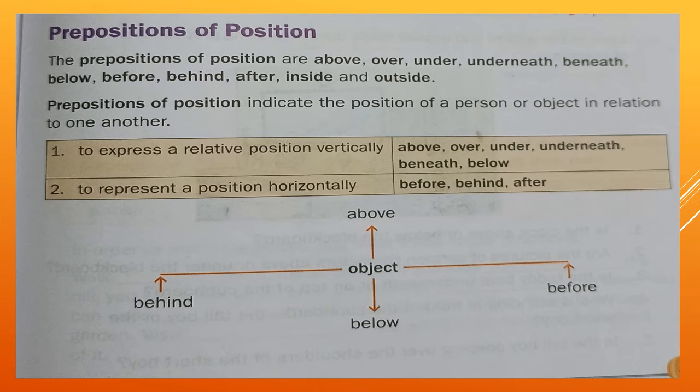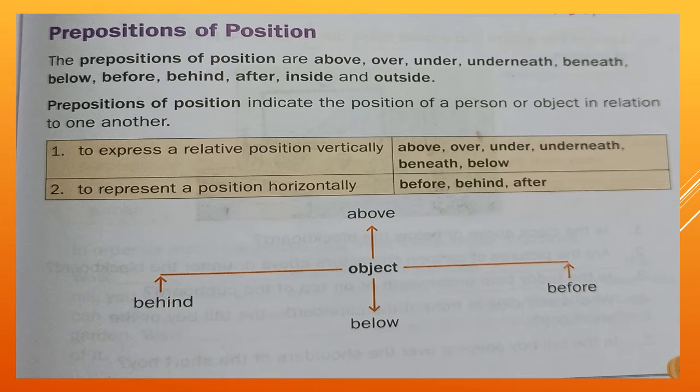Now let's go for the prepositions of position. Like the prepositions of position are, कौन कौन से prepositions हैं, right? For the position, like above, over, under, underneath, beneath, below, before, behind, after, inside and outside. Prepositions of position indicate the position of a person or object in relation to one another. जैसे preposition of position है वो position बताता है object का. Okay? So this is called as preposition of position.